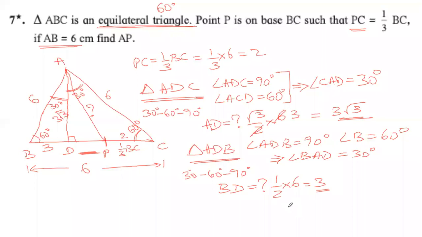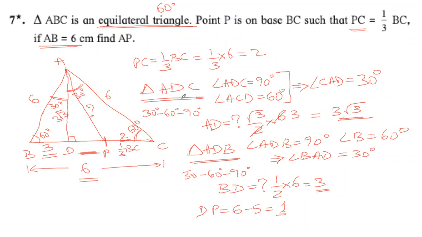So out of the total BC, which is of length 6 centimeters, BD equals 3 centimeters, and PC equals 2 centimeters. Now can you find out how much is PD? BD is 3 centimeters, PC is 2 centimeters, that is 5 centimeters, total is 6. So automatically we can say that our DP is equal to 6 minus 5 equals 1 centimeter.